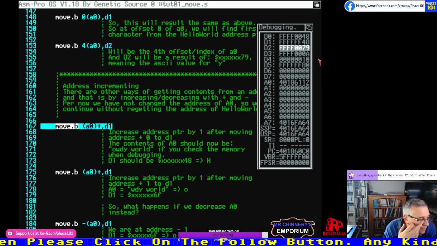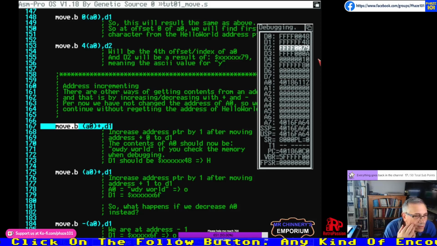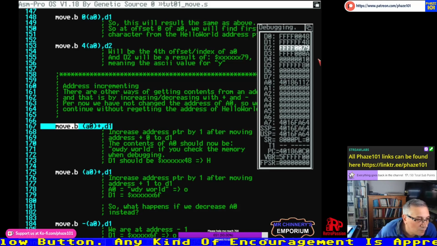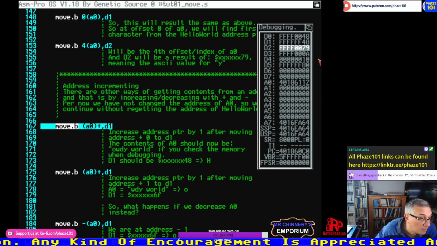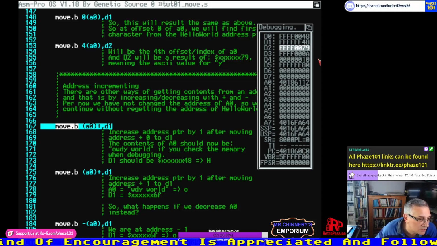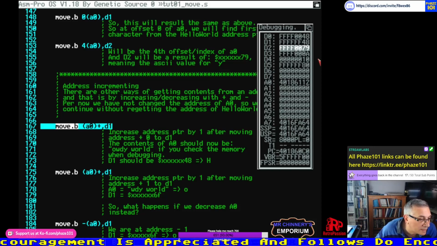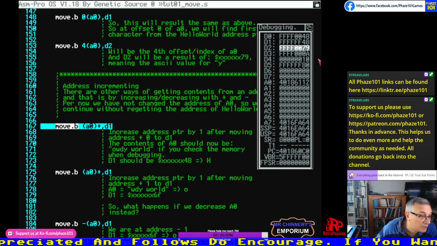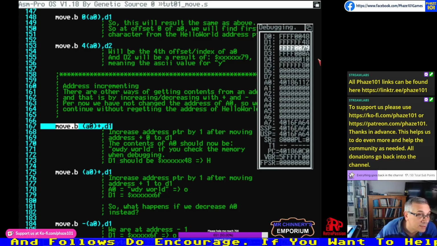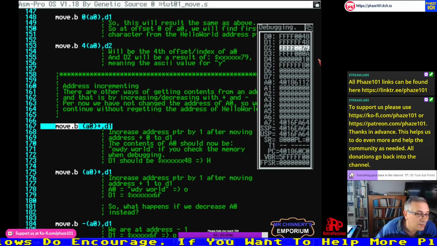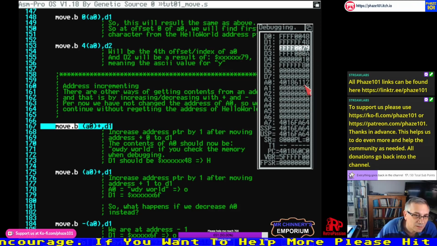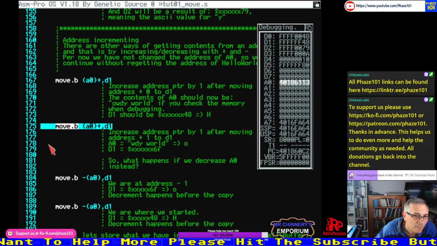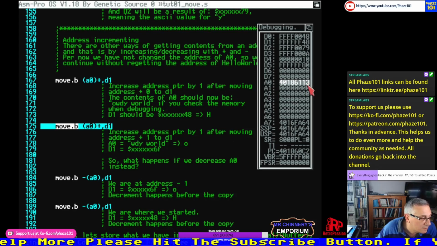Now Docster is going to teach us the addressing mode with increment and decrement, basically. So if we move.byte (A0)+ comma D1, we take what is in A0, we move it into D1, and A0 gets incremented. You're going to see that A0 increases to 13 at the end. Remember, we're moving a byte, so it will increase by 1. And you can see it increased by 1.